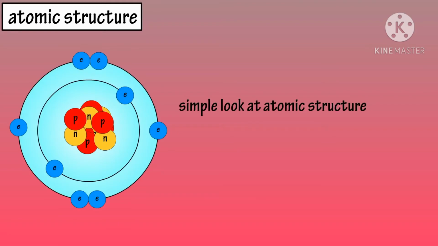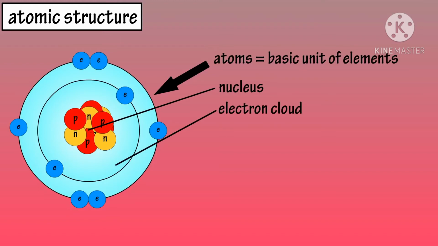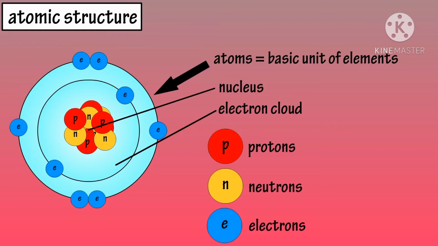Atomic structure. In this video, we're going to go over atomic structure in a very simplistic and basic way. Atoms are the basic unit of chemical elements. They contain subatomic particles in their nucleus and in the electron cloud that surrounds the nucleus. These subatomic particles include protons and neutrons, which are located in the nucleus, and electrons, which are located in the cloud or field that surrounds the nucleus.